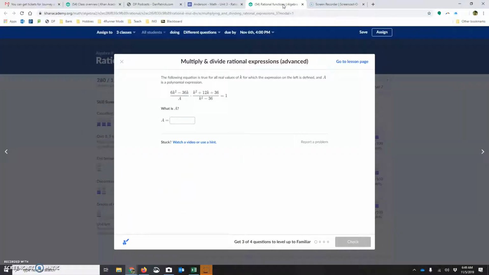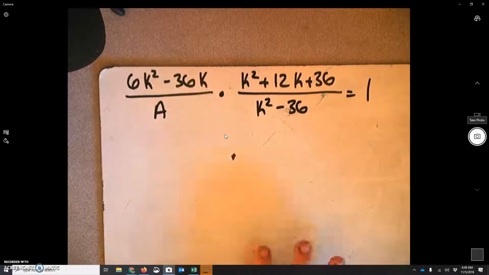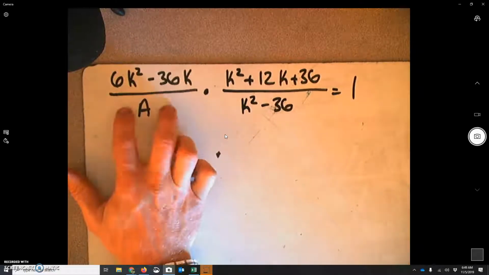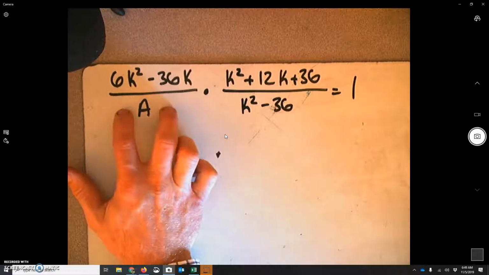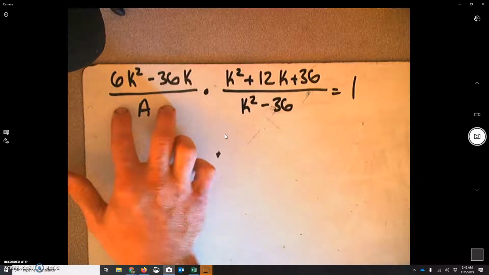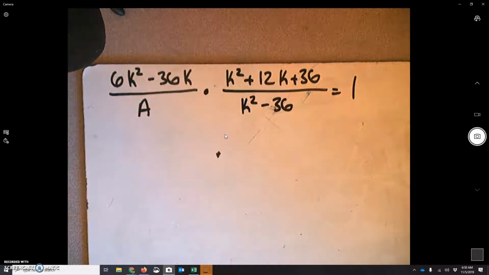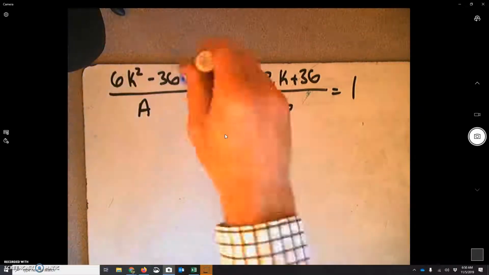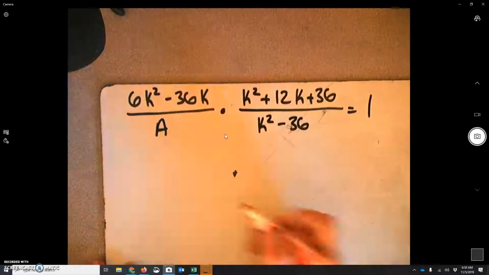All right, rational functions, multiply and divide rational expressions, advanced. So this is basically the same as the last assignment, just with more factoring, or harder factoring at times, I should say. All right, so this first problem, they want us to solve for A. Before I show you what we're going to exactly do, I'm going to factor all these other three corners, and then we'll talk about it.